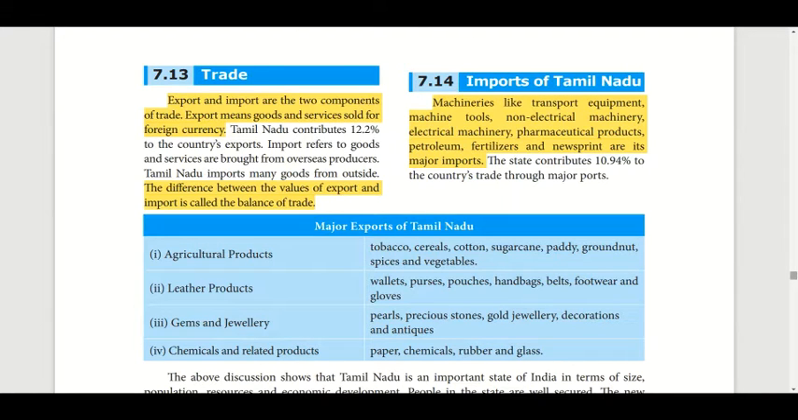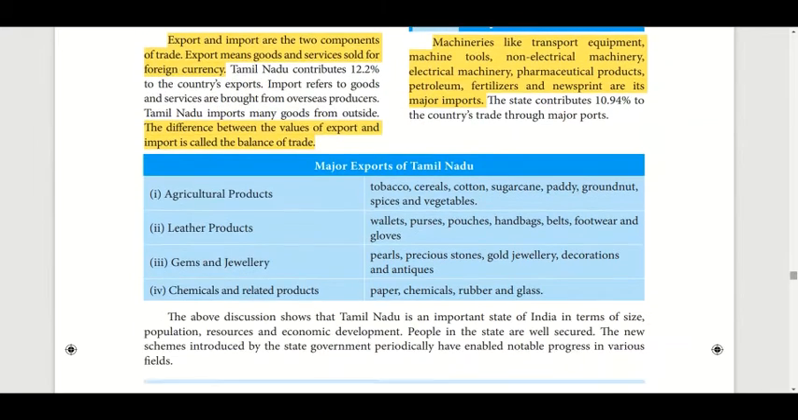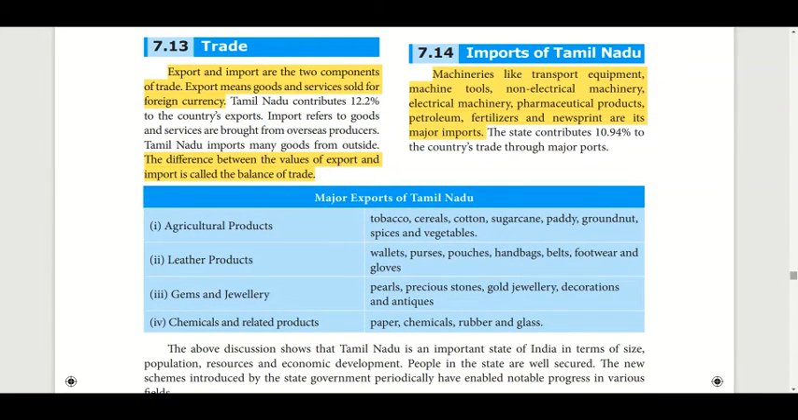Next, imports of Tamil Nadu. You might have heard about some things like machineries, transport equipment, machine tools, non-electrical machinery and electrical machinery, and then pharmaceutical products, petroleum, fertilizers, newsprint, all come under imports. So in Tamil Nadu, we import a lot of things. In a tabular column, it's given elaborately in your book. Agriculture products, for example, tobacco, cereals, like that.